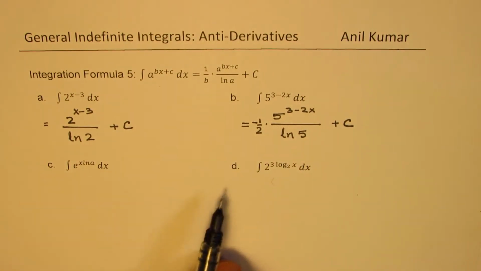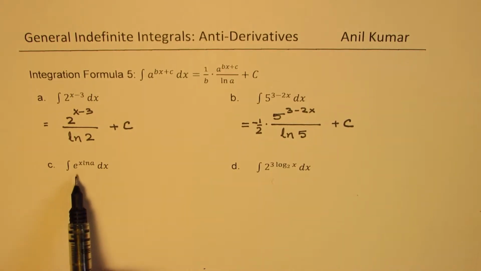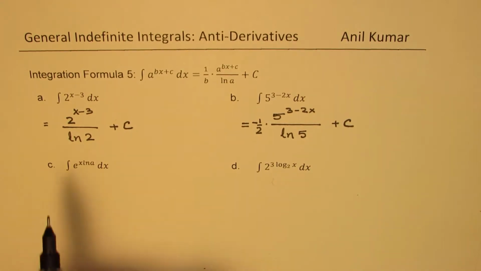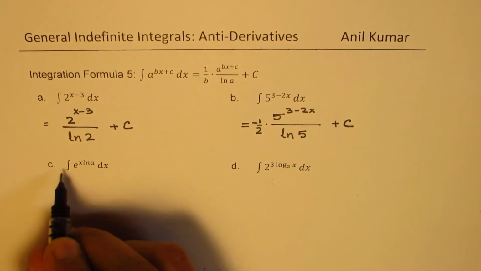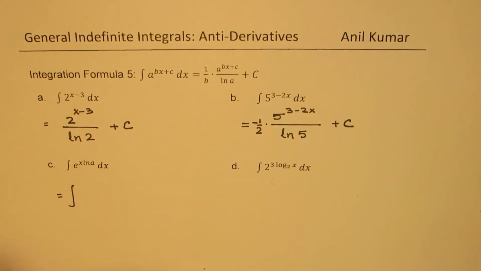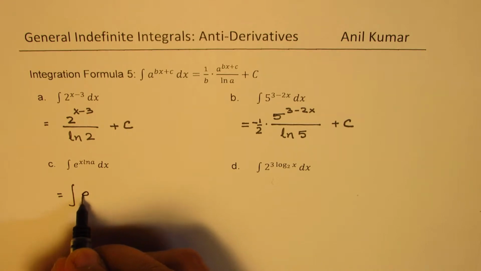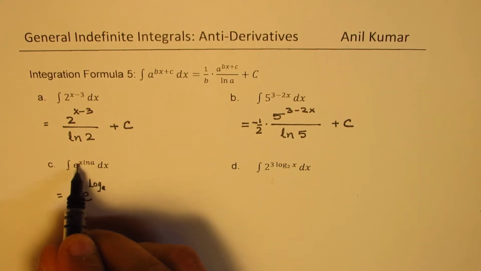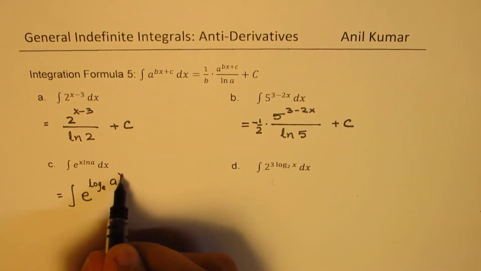Now part C and D are slightly tricky. You may have to work with the integrand and then find the integration, right? So take your time, review the concepts of logarithms. This is very important, right? So the expression given here is e to the power of x ln a, right? So it is basically e to the power of, ln is log to the base e, right? So you could also think about log to the base e and a to the power of x, correct?